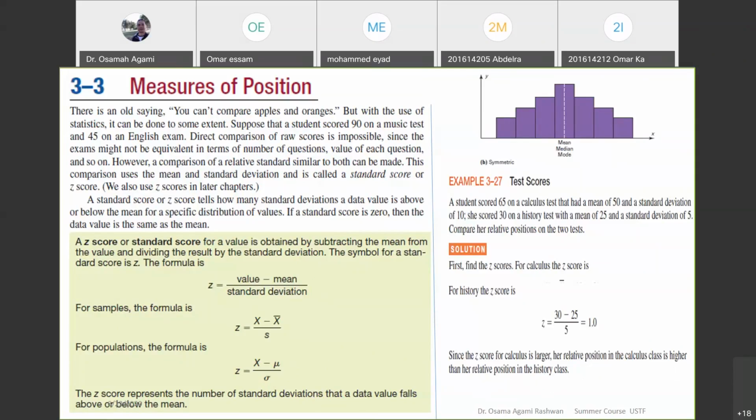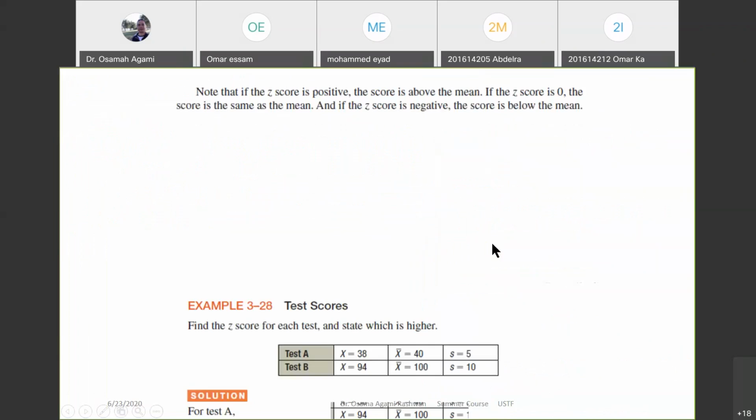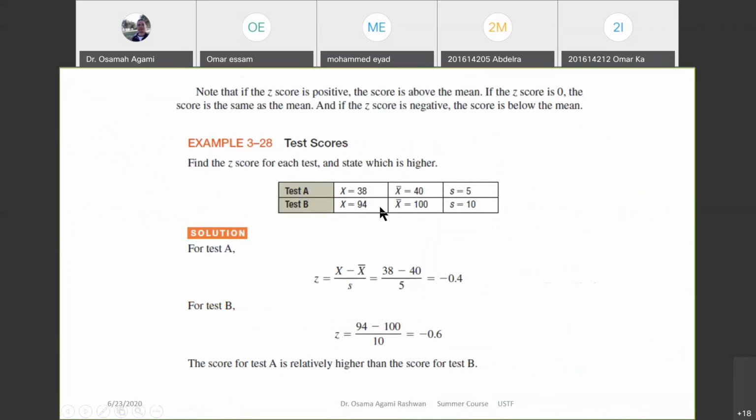Which is to be to the right. This is why it is higher than the mean. But in the next example, we have two tests, and we would like to see which test is higher than the other, right? Okay, for these two values, 38 and 94, we should have the mean and the standard deviation for the first test, as well as the mean and the standard deviation for the second one.